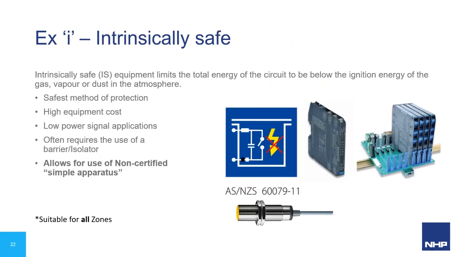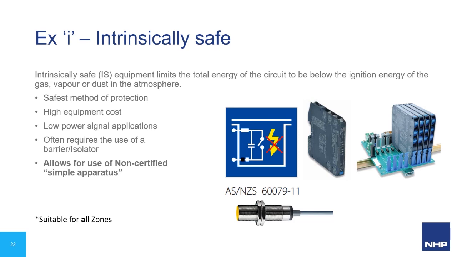Now, the last one we're going to cover today is EXI, which is intrinsic safety. And this is actually the safest form of protection. It works on the basis of limiting the amount of energy available in the circuit, which could cause a spark. It is one of the few protection methods which can be used in zone 0 and zone 20. EXI equipment is often used with an intrinsically safe barrier or isolator, which sits either in the safe area or within a hazardous area rated enclosure. This barrier limits the voltage, the current, and the power output to the field device, so it cannot produce a spark large enough to ignite the explosive atmosphere.